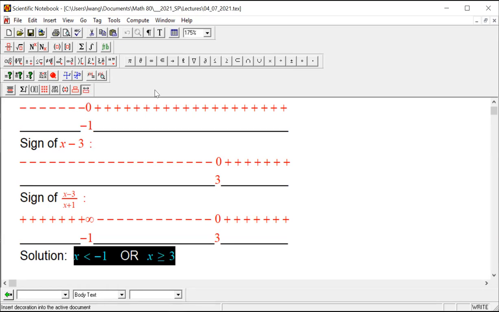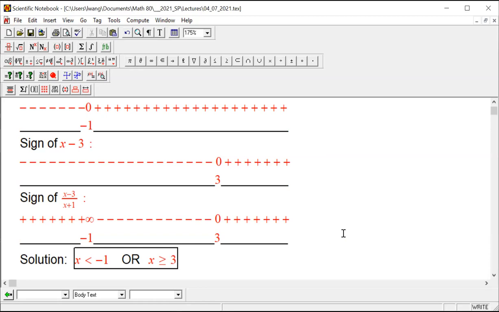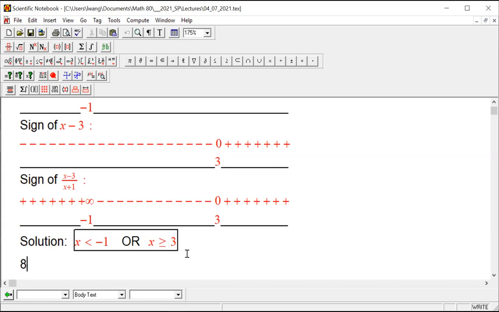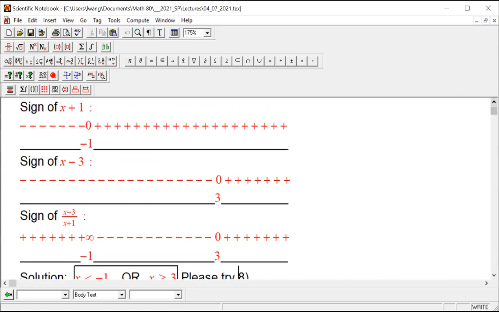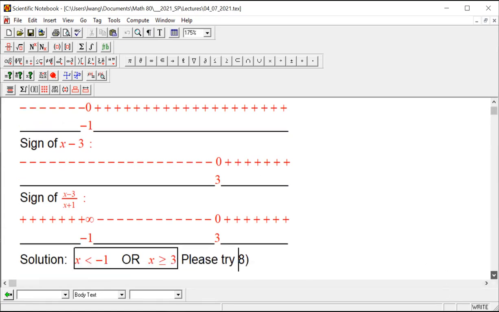Are you guys with me? Does everybody follow me? All right. So if we understand this process, can you try number 8 for me? Please try number 8. Everybody, please try number 8. I want you guys to go through the process.